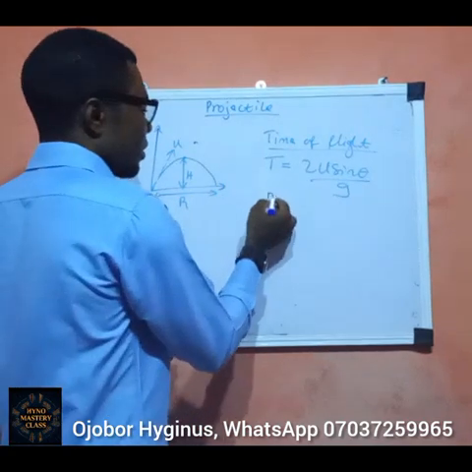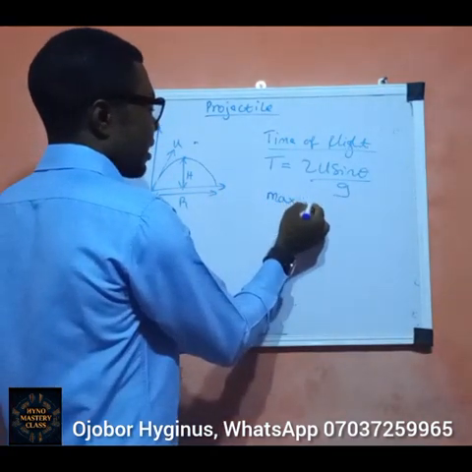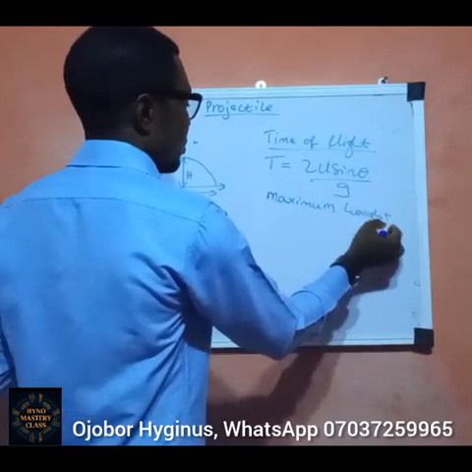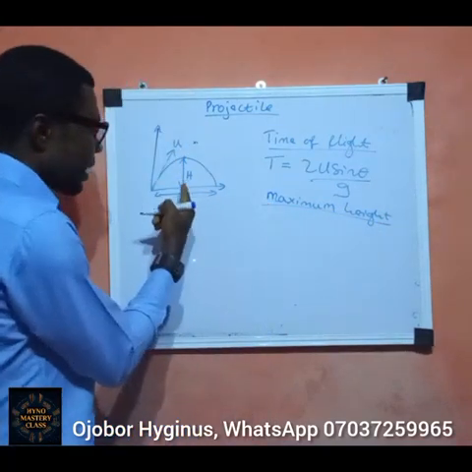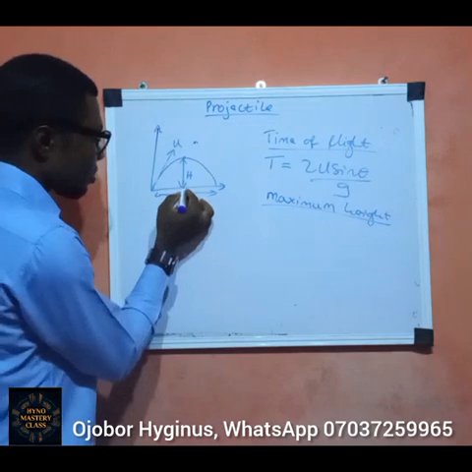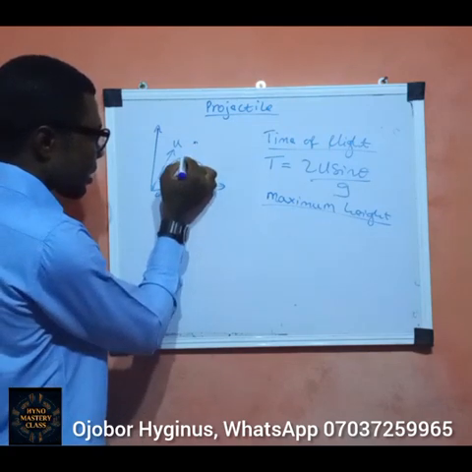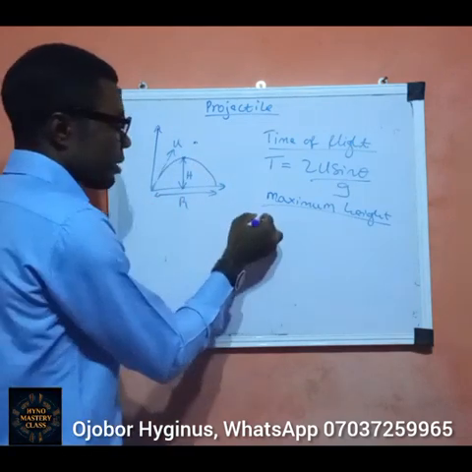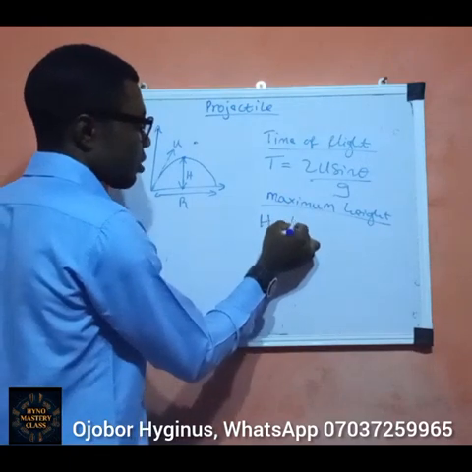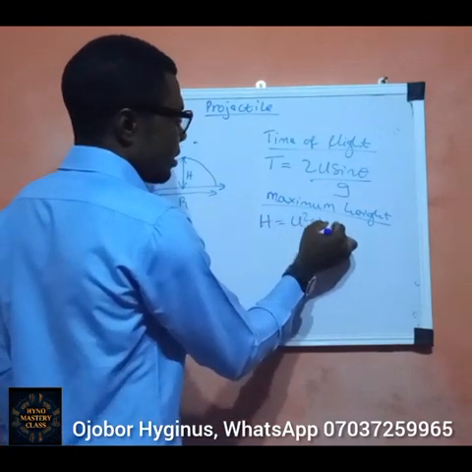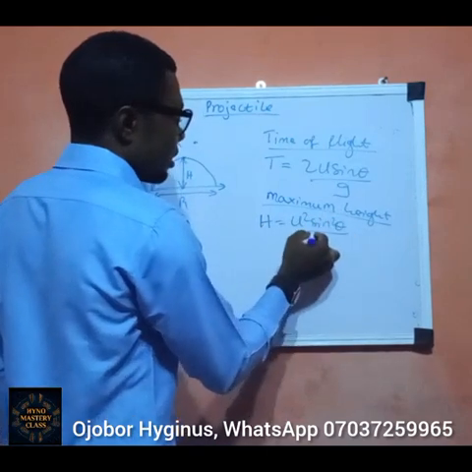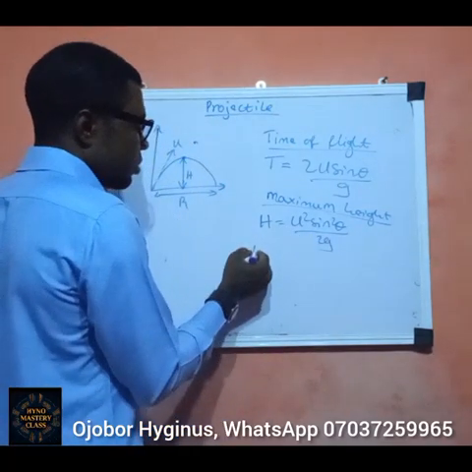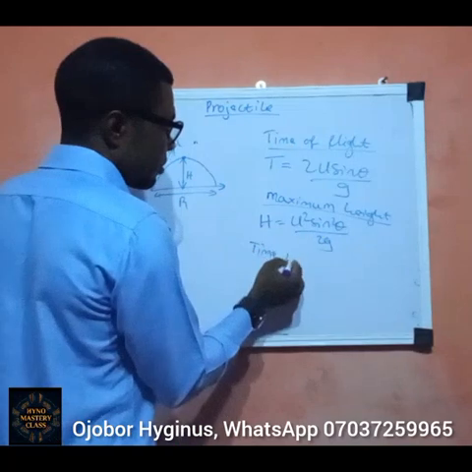Okay, we also have another one we refer to as the maximum height. I told you the maximum height is the vertical distance from the point of projection to the maximum upward point of that projectile. And the maximum height is represented with h, which is equal to u squared sine square theta over 2g. Another is time taken to reach the maximum height.